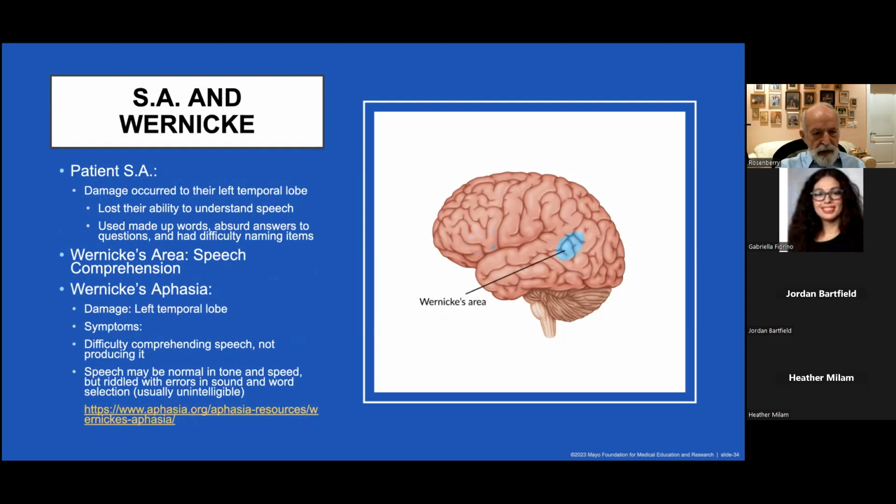Patient SA had damage to their Wernicke area. Symptoms: difficulty comprehending speech, but not producing it. The speech may be normal in tone and speed, but it's riddled with errors in sound and word selection, and it's usually unintelligible. So those are just a few examples of particular patients with very specific, very pronounced deficits that allowed us to get a handle on the regions of the brain that were affected. Next slide, please.